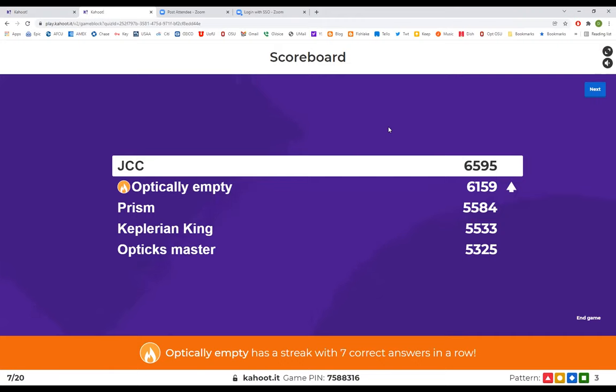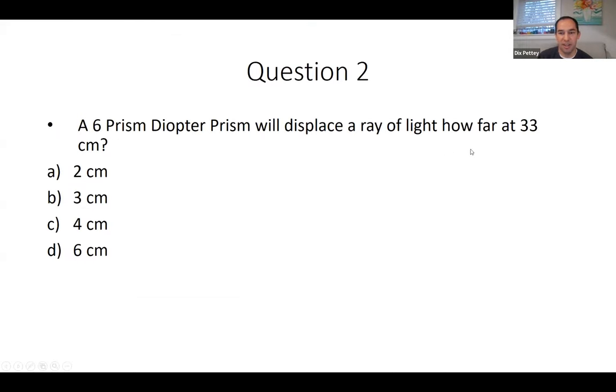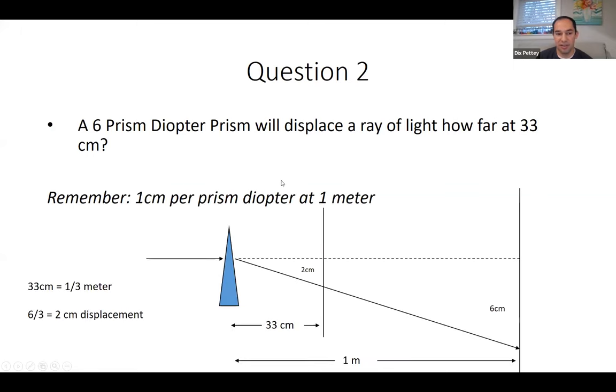With prisms, they work off like 100 centimeters being how much they're going to displace. With this question, I think it was like 30 or 33. So I knew at 100 centimeters, it'd be 6. So then at 30, it'd be about 2. Yeah. We'll go back to the presentation here. Exactly. So we're at 33 centimeters, which is about a third of a meter, right? So if it's a 6 prism diopter, you take a third of that, which would be about 2 centimeters.